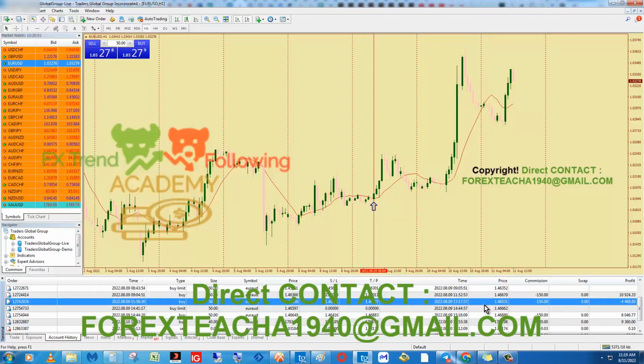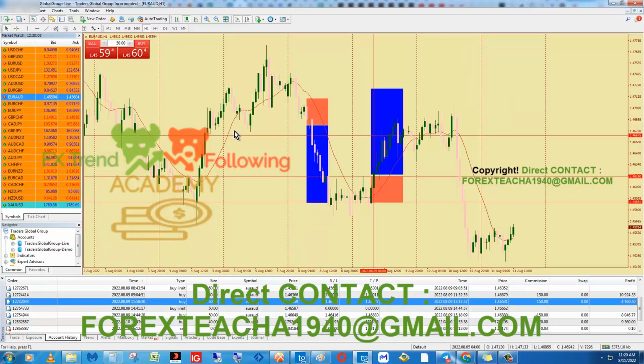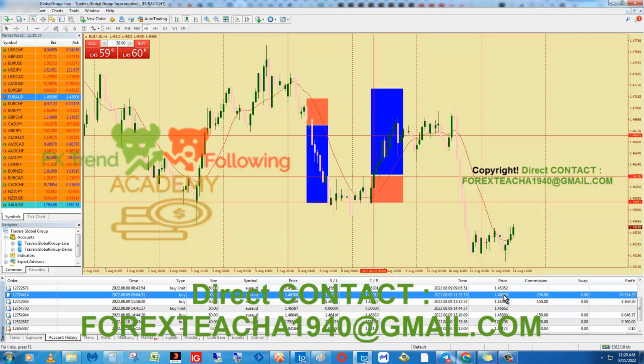This was a EURAUD trade. So let me just go to the EURAUD chart. You see, this was my entry right here. I'm going to show you the exact reason why I entered that trade. This was my entry right here. It hit the take profit right here, which is this trade that you see here, the 10.9 right here.